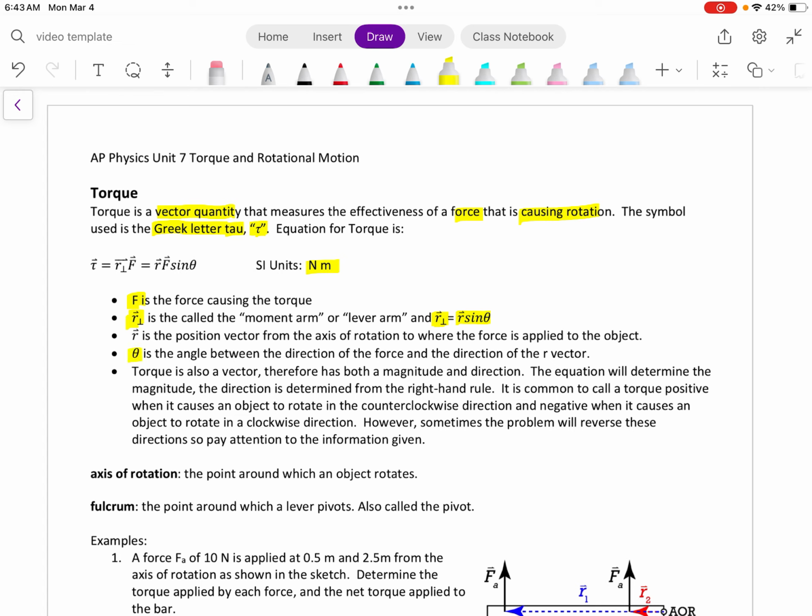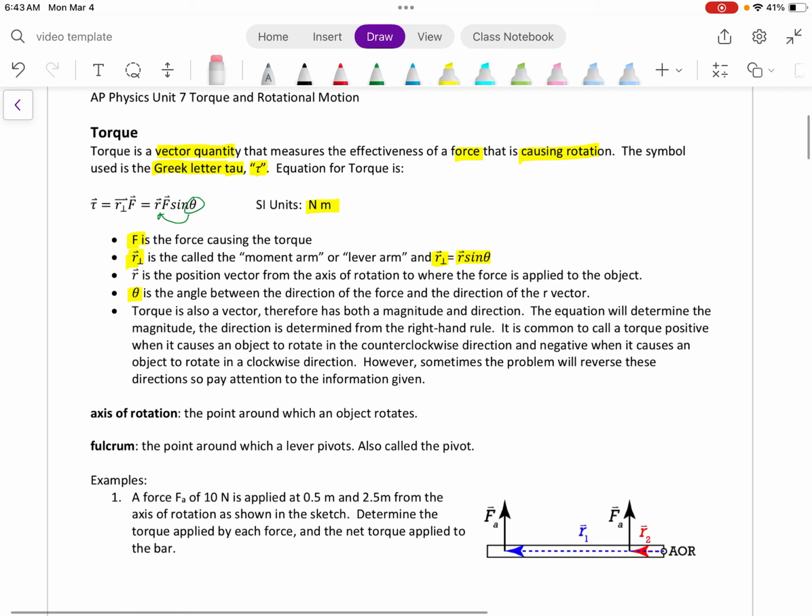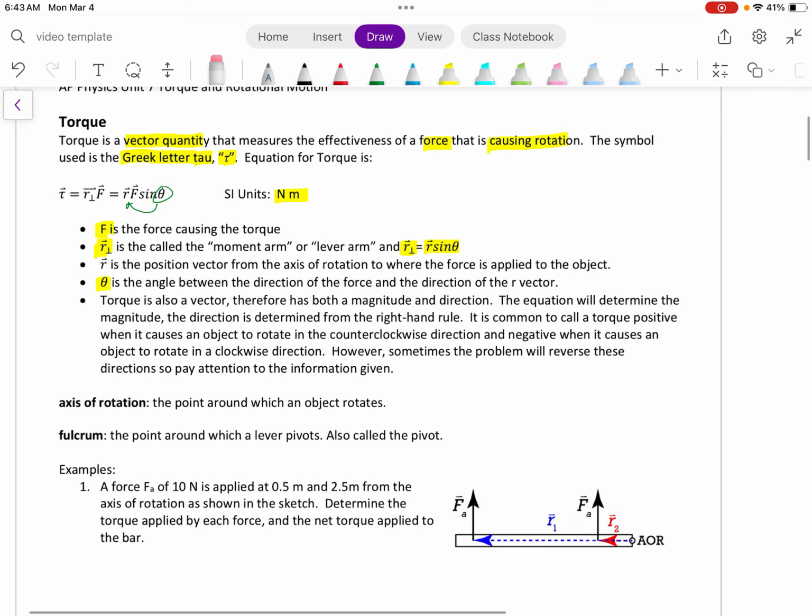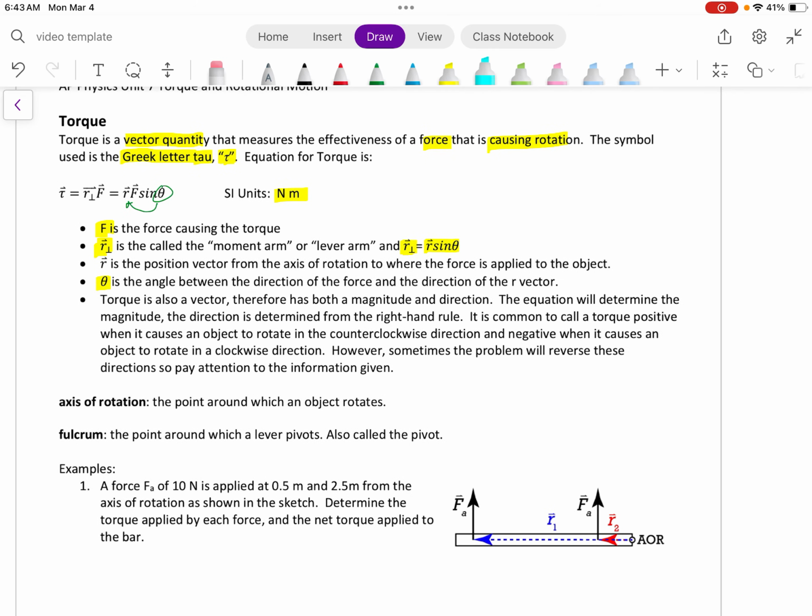Theta is the angle between the direction of the force and the direction of the R vector, very similar to the work equation where work is equal to F D cosine theta. Theta is the angle between those two vectors. Theta in this equation is the angle between those two vectors. So very similar. Torque is a vector, has both magnitude and direction, and the equation will determine the magnitude.